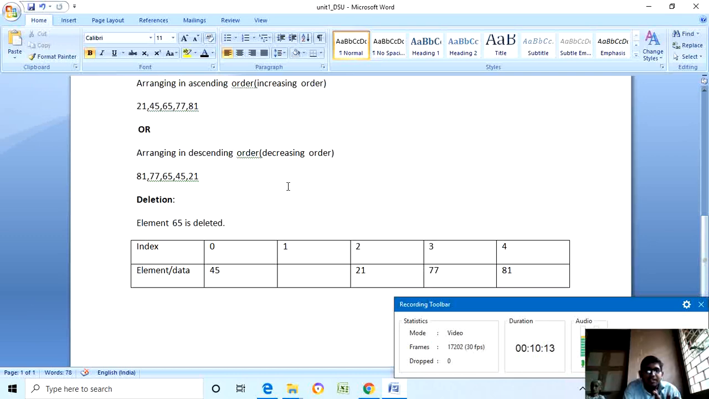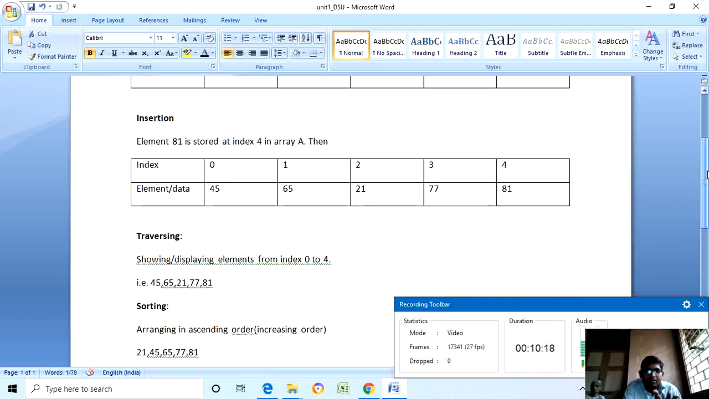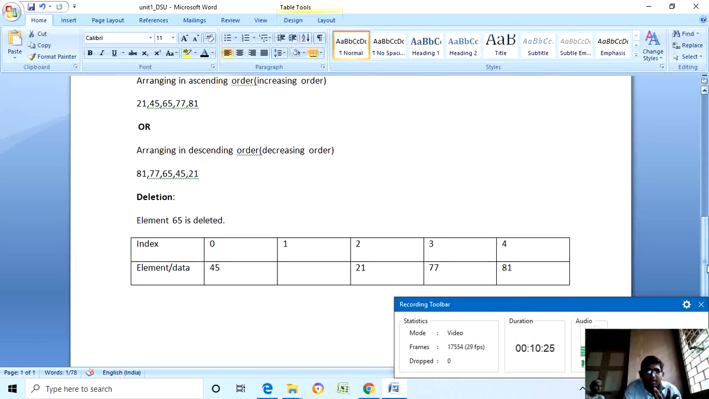And the last operation is deletion. If you want to delete the element 65 present in array A, then you can delete it by using A of 1. In the program, how to delete it we can see later on, but theoretically we can delete it. So this particular place is empty, it is vacant. This is called deletion in a data structure. In this case it is an array, hence it is deletion in an array data structure.